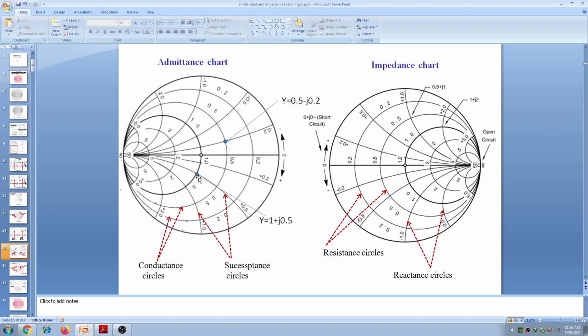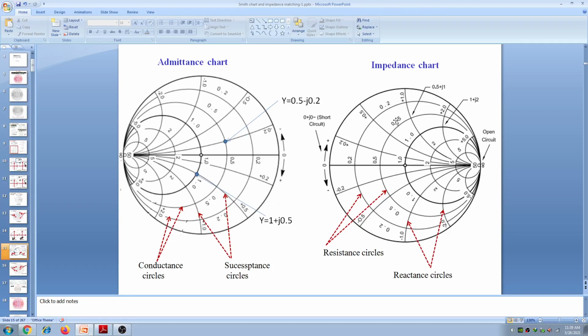So like that, you can read anywhere over this. If they ask you to find the admittance at a particular position, just see which conductance circle is passing through that point and which susceptance circle is passing through that point. Using that, you can find the value of admittance at that particular position. Similarly, here also resistance and reactance. So this is conductance and susceptance.